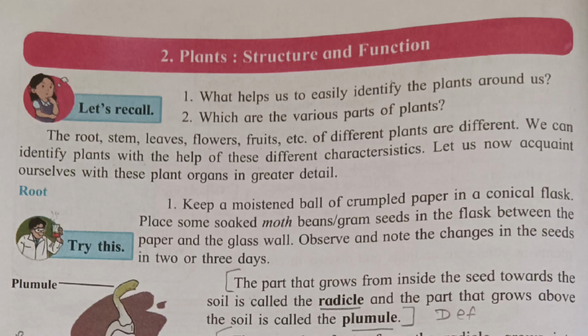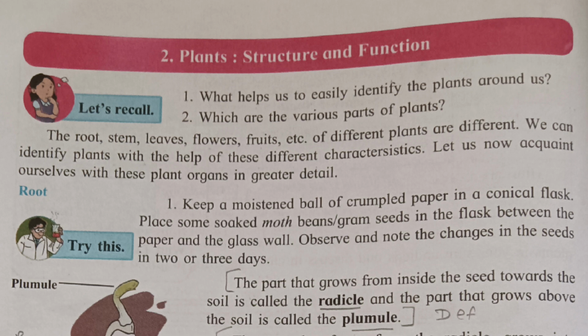Chapter 2, Plants: Structure and Functions. The root, stems, leaves, flowers, fruits, etc. of different plants are different. We can identify plants with the help of these different characteristics. Let us now acquaint ourselves with these plant organs in greater detail.